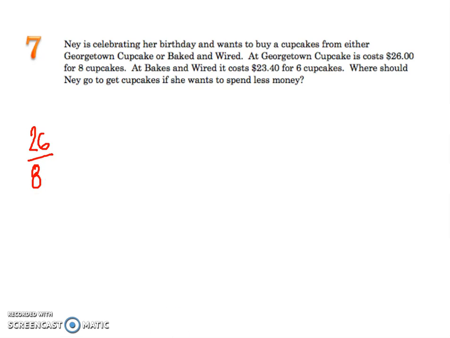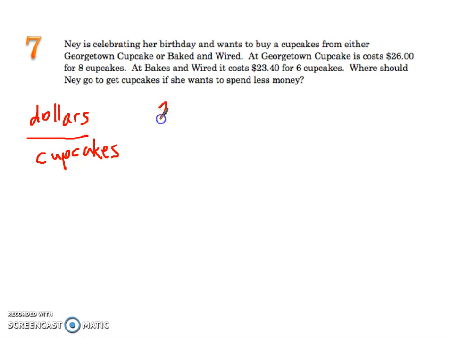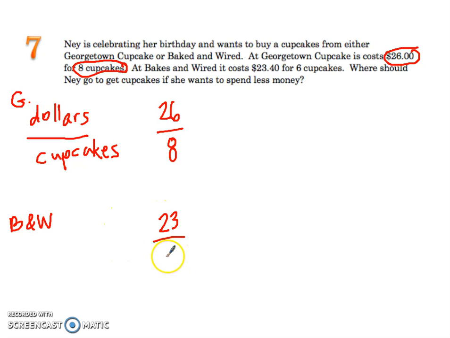And in fact, let me go back and make sure I'm labeling this. So we have dollars over cupcakes. And I have 26 over 8. And if you want to go through that text and say, you know what, I want to circle this, I'm going to use my cube strategy, go ahead back and do that. And this is Georgetown. At Baked and Wired, we have $23 for 6 cupcakes. Okay, where should she go if she wants to spend the least amount of money?